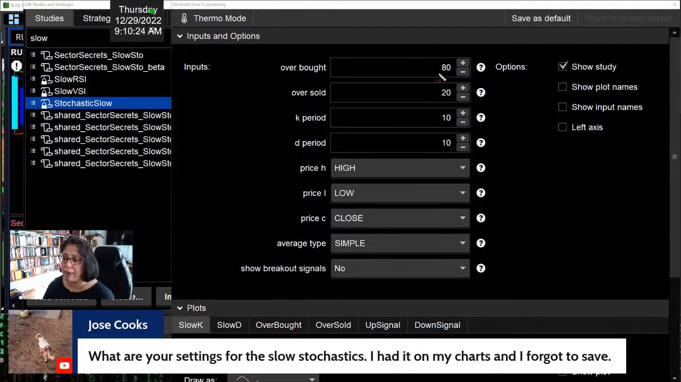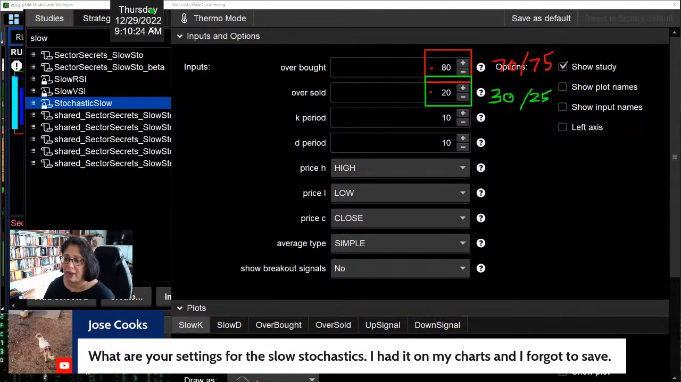Please make the overbought 80. Please make the oversold 20. There's a couple different defaults that are popular, by the way. Sometimes you'll see a 30 or a 25. These are just popular historical levels that I've noted that are defaults. Sometimes you'll see on the upper end a 70 or a 75, but I prefer the 80 and the 20.